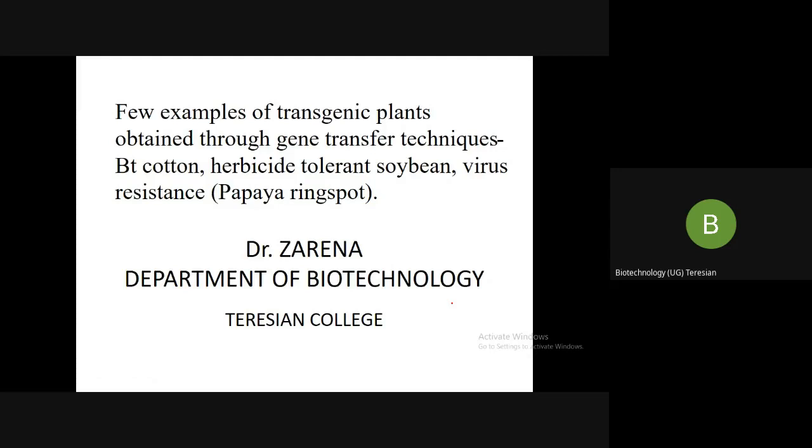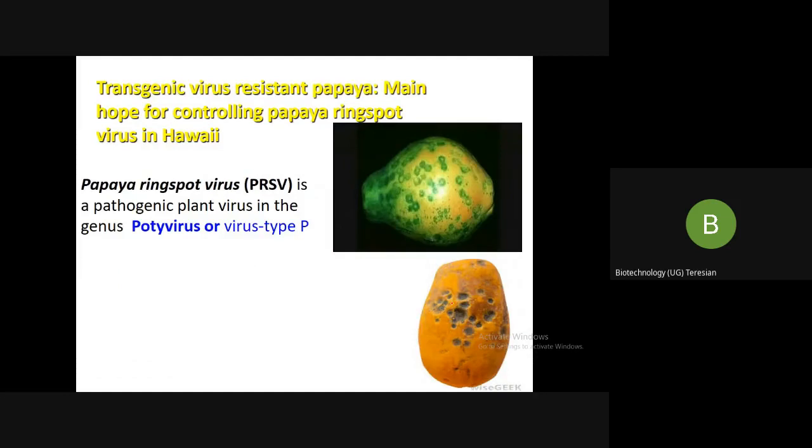Now let's look at this papaya. Would you feel like buying it? No, because you know that it has been spoiled or infected. And yes, the answer is it has been infected by the papaya ringspot virus. It is a pathogenic plant virus belonging to the genus Potyvirus, or virus type P.